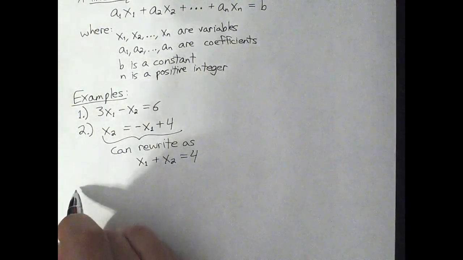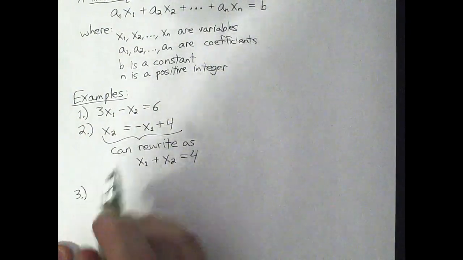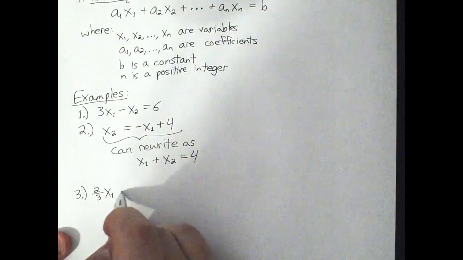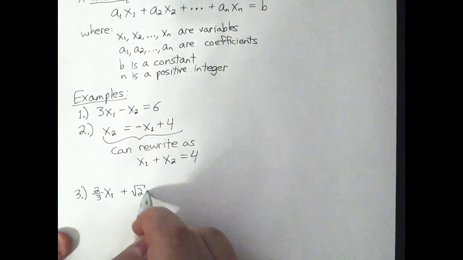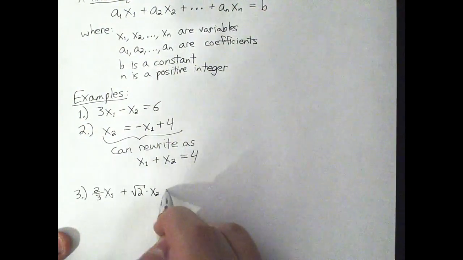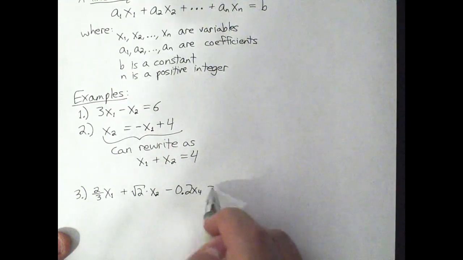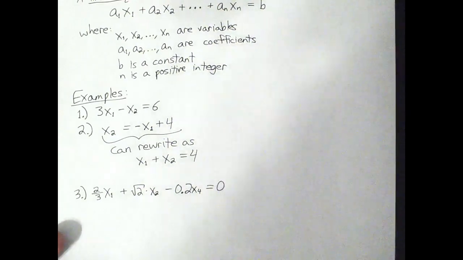I'll show you one more example of a linear equation. 2/3 x1 plus square root of 2 times x2 minus 0.2 x4 equals 0. This is a linear equation I chose to write in this way as an example, just to demonstrate a few things.